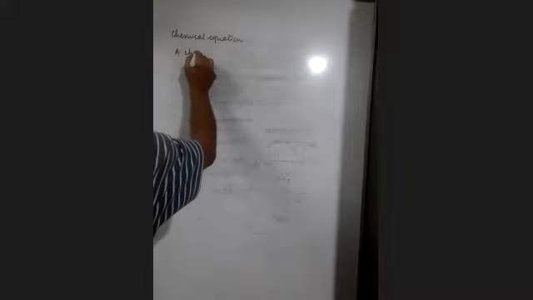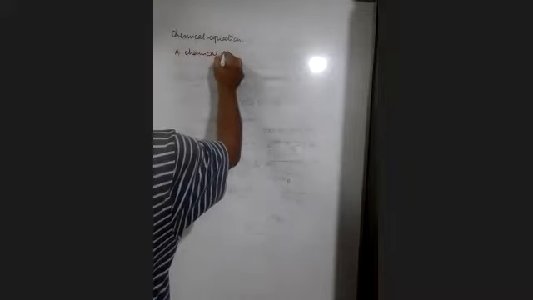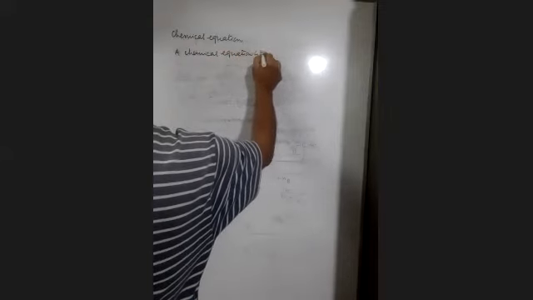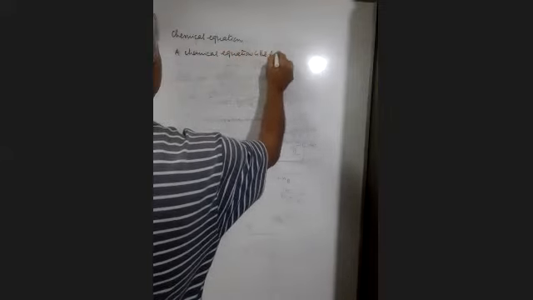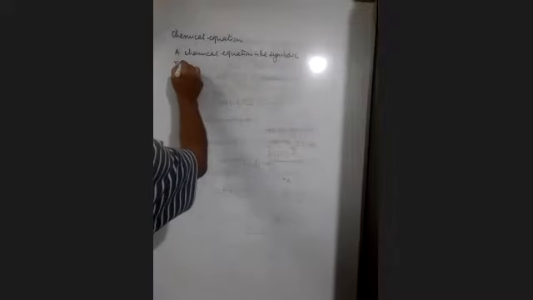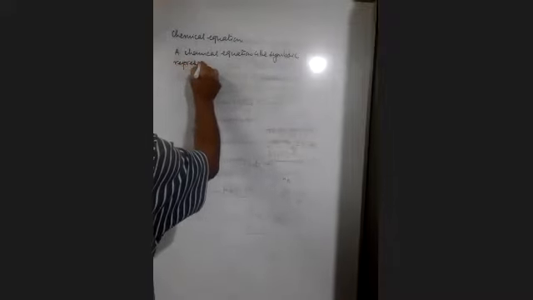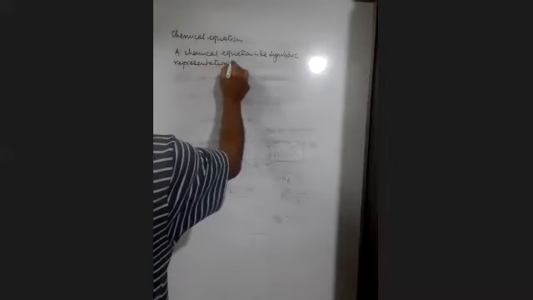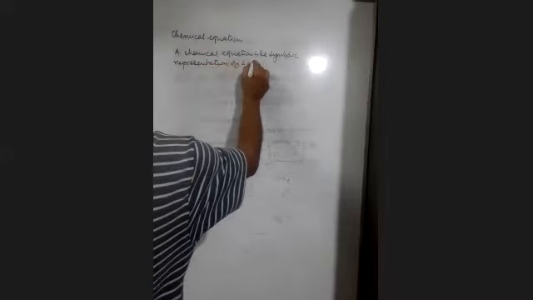A chemical equation is the symbolic representation of a chemical change.